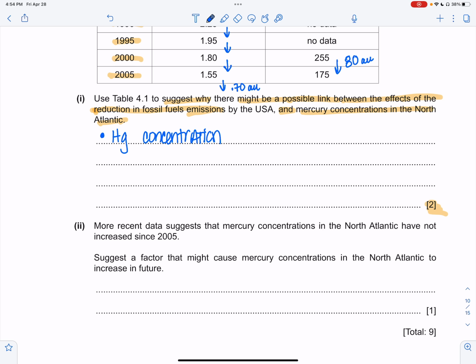So mercury concentration in the air, and mentioning that in the sea, have decreased. And then it says use the table. Use the table then. Definitely use data. For sure, use data. If that's what they're asking. And plus, that's a simple statement, and it's 2 marks. So you have a simple statement, you're still missing 1 more mark. If they give you data, use data. It's always appropriate.